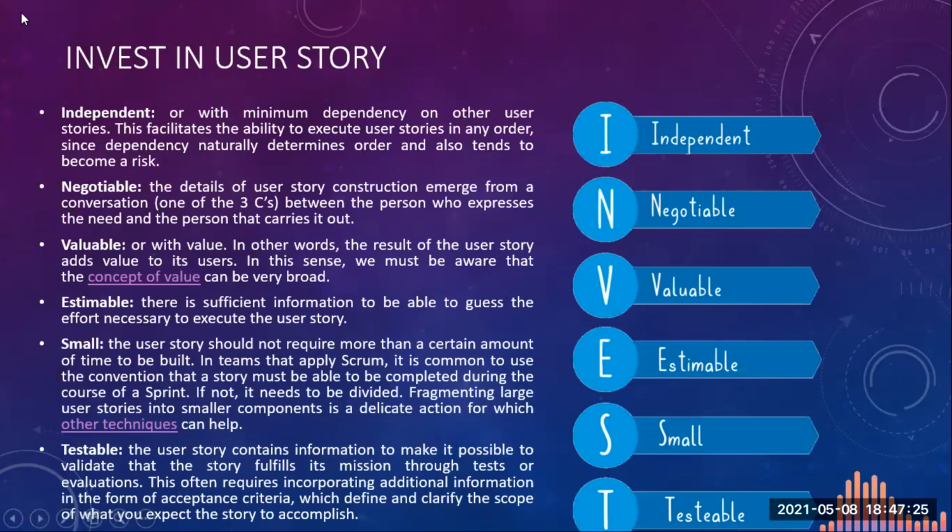Now, all this is fine, but how will we know whether we have written the user story correctly or not? For that, we have a criteria called INVEST. It stands for independent, negotiable, valuable, estimable, small, and testable. A good user story must meet all these criteria. Now let's explore these criteria one by one.